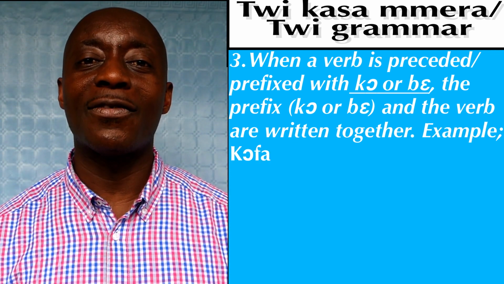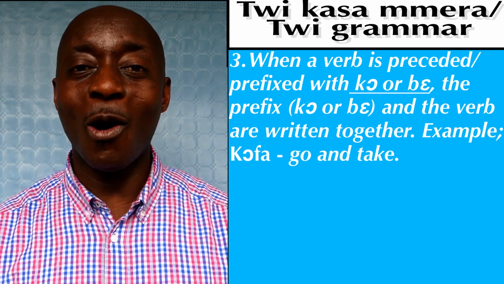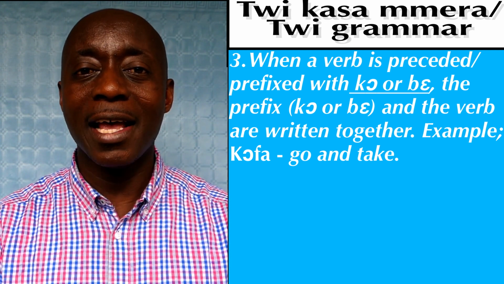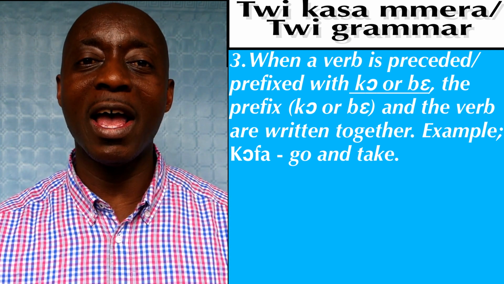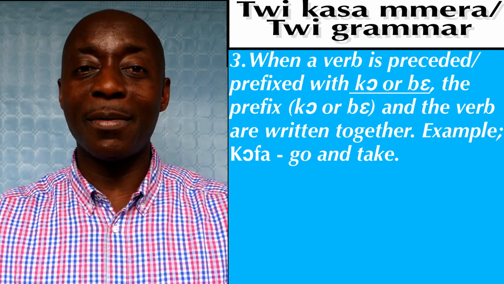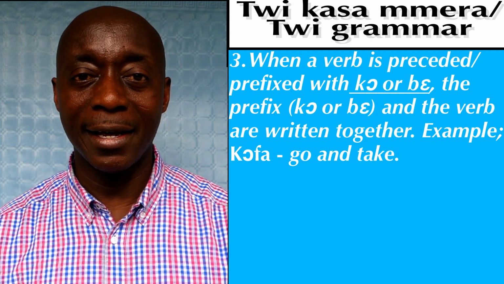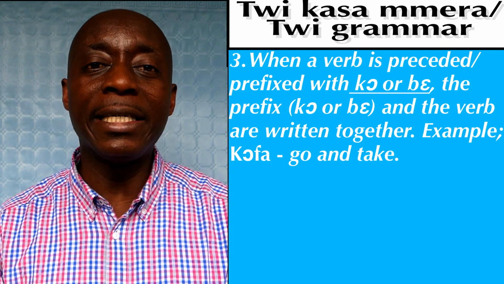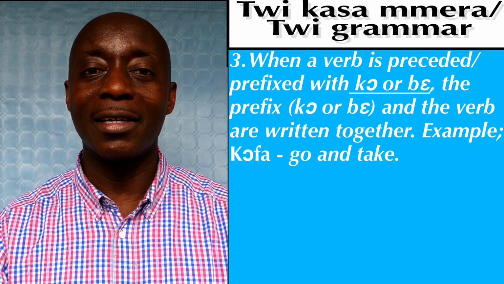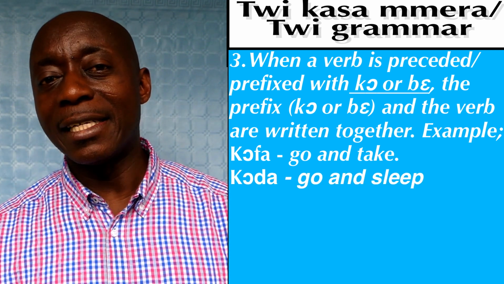For example, we have kɔfa. Kɔfa, go and take. We write kɔ and then fa together. Though kɔ is a verb, fa is also a verb. So by the second rule, they were supposed to be written separately. But we are saying that with kɔ and bɛ, when they meet a verb, please write them together. So we have kɔfa, that is go and take. We have kɔda, that is go and sleep.